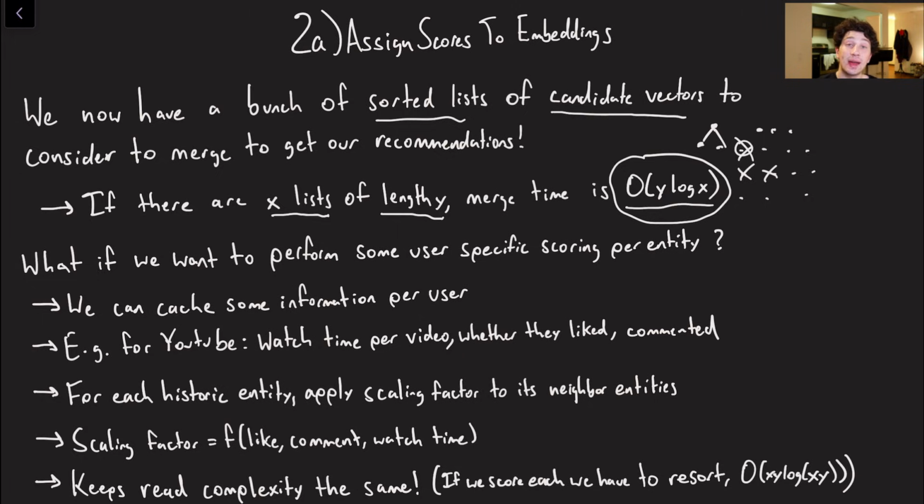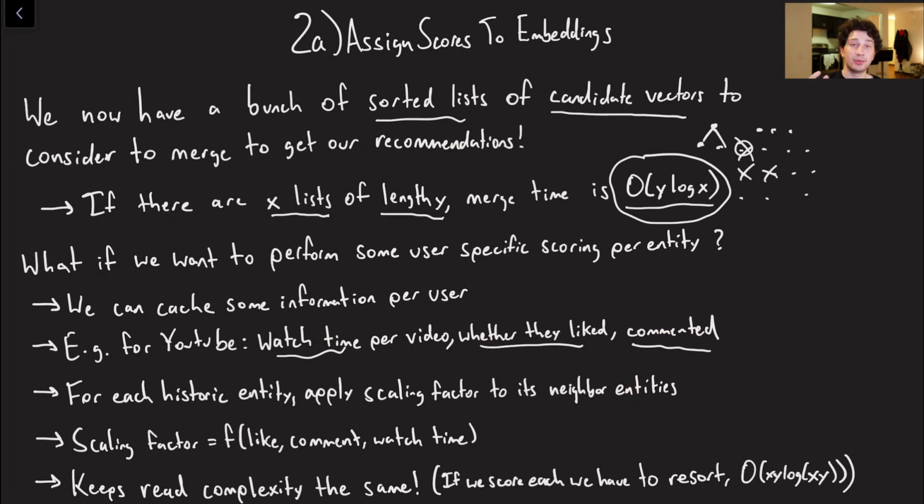So what we could do is keep in mind that in addition to basically caching the last few entities that I've interacted with, I can actually cache the interactions that I did with all of those entities, which, for example, for YouTube is basically going to be something like the watch time of that entity, whether or not I liked it or disliked it, and whether I commented, right?